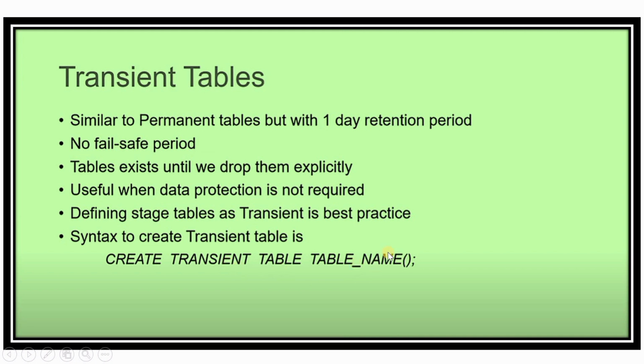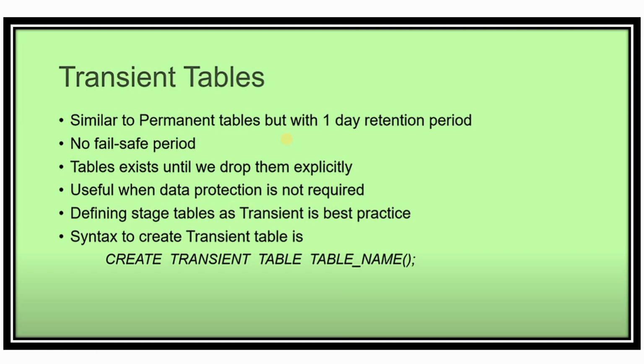So this is basically the best practice, and we will understand this better when we learn about external tables and how to create those things. And the syntax for creating a transient table is just like a permanent table. You just have to use the transient keyword here. So: create transient table, and after that you can give the table name. By this way we can create a transient table. So this is all about the transient table.